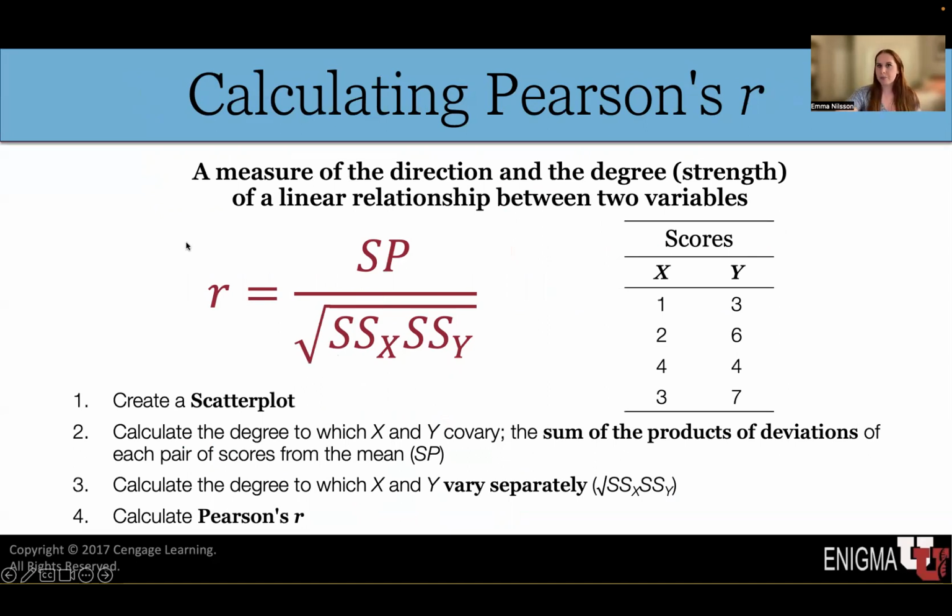So here are our steps when we're calculating Pearson's R. First, we need to create a scatter plot, and we'll talk about why we need to do that in a second. Second, we're going to calculate the degree to which X and Y vary together, which is going to be the sum of the products of the deviations. The third step is we're going to calculate the degree to which X and Y vary separately, which is our denominator here. And then using all that information, we can calculate Pearson's R.